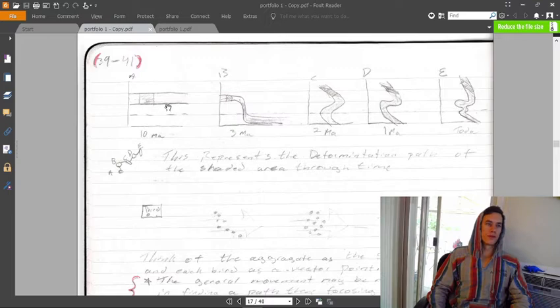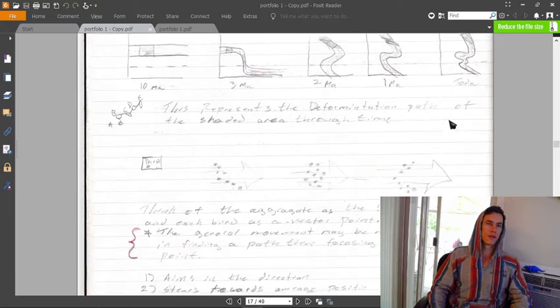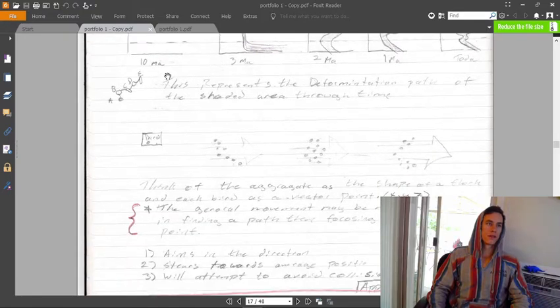This is just more stuff on deformation paths. Deformation path of a shaded area through time, so it moved and now it's like this. See, this is how it started, then it got shifted down, and it got kind of pushed up, and it got kind of moved around, and now it's all squiggly. 10 million years, 3 to 1 million today.